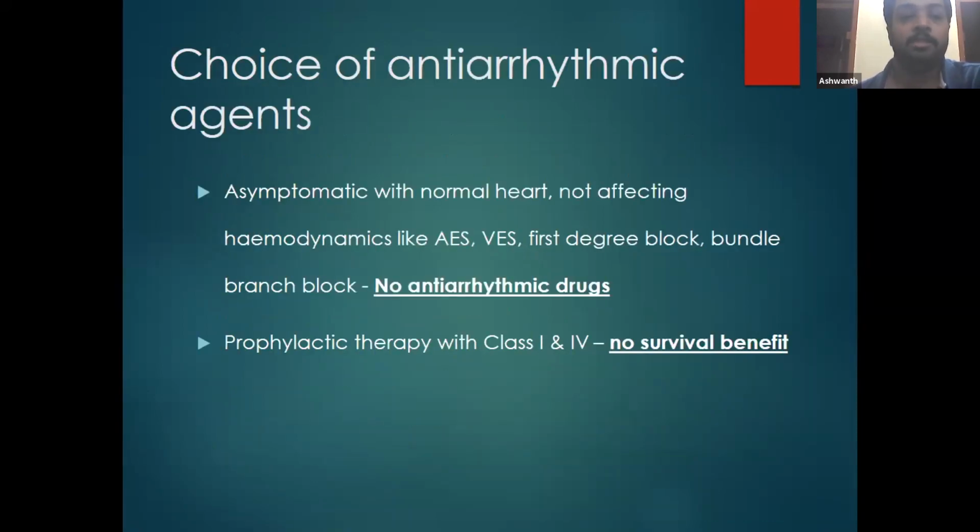So based on this, the choice of antiarrhythmic drugs: in asymptomatic patients with a normal heart, not affecting hemodynamics, like atrial extrasystole, ventricular extrasystole, first degree block, or bundle branch block, no antiarrhythmic agents are required, and prophylactic therapy with class 1 and class 4 drugs shows no survival benefit.